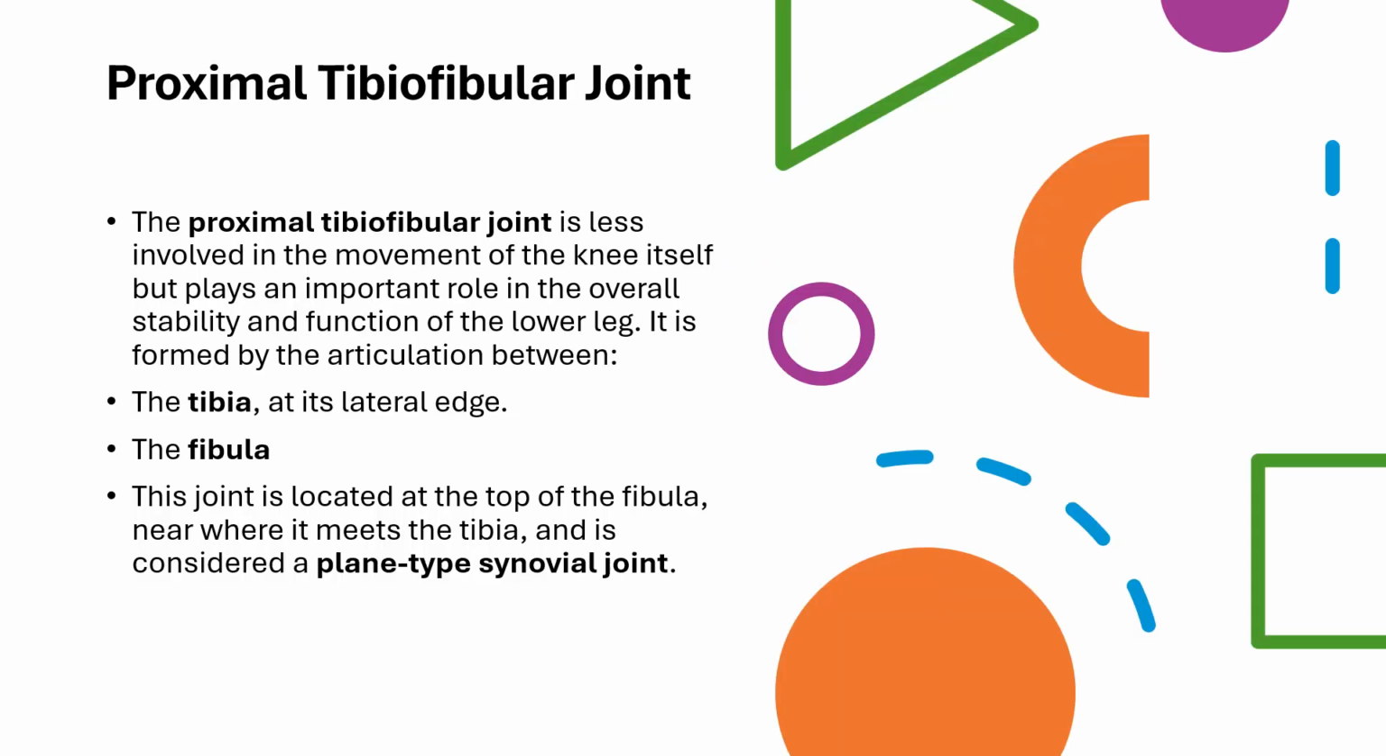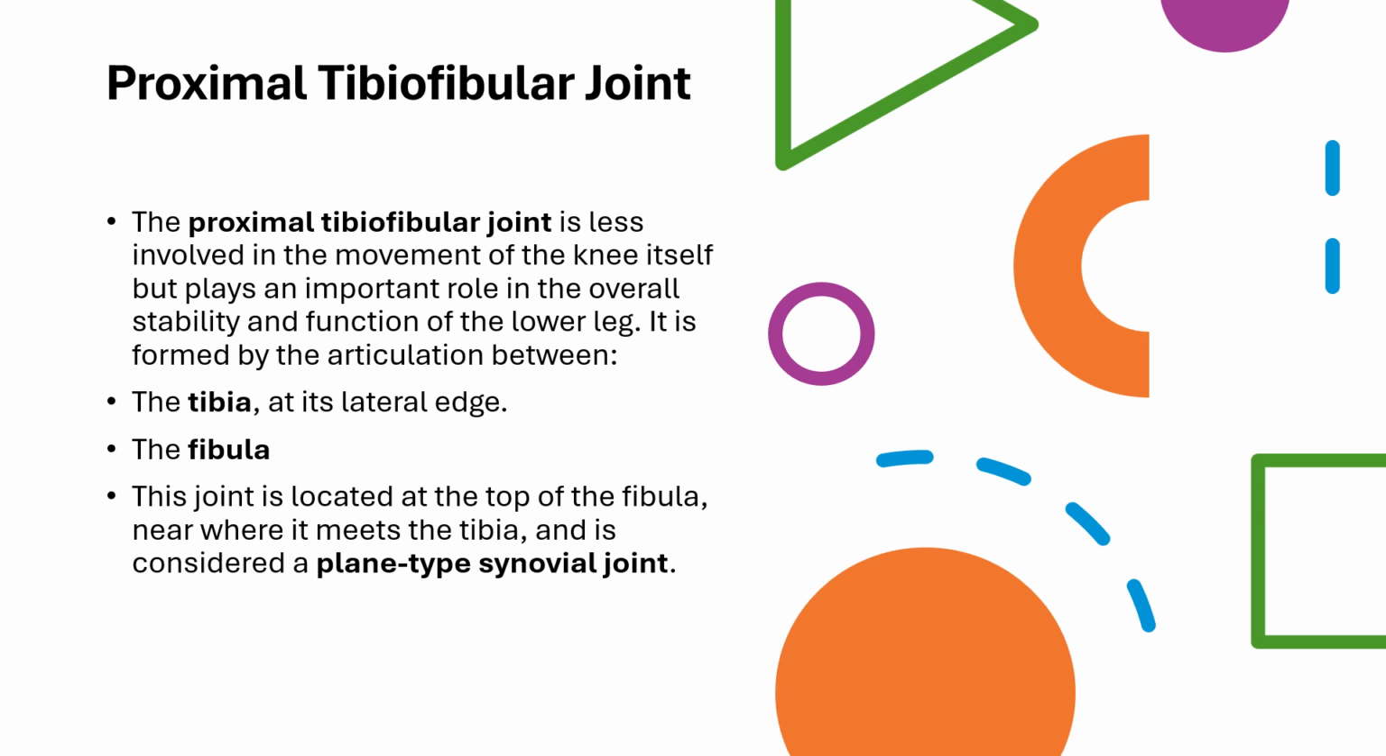Now, the proximal tibiofibular joint is less involved in the movement of the knee itself, but plays an important role in the overall stability and function of the lower leg. It is formed by the articulation between the tibia at its lateral edge and the fibula, so the thinner bone of the lower leg. This joint is located at the top of the fibula, near where it meets the tibia, and is considered to be a plane type synovial joint.